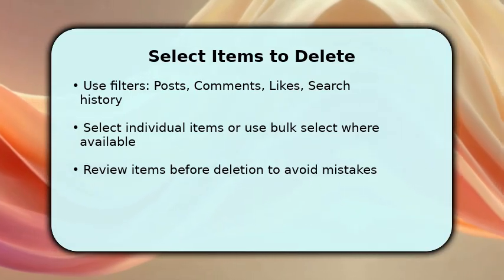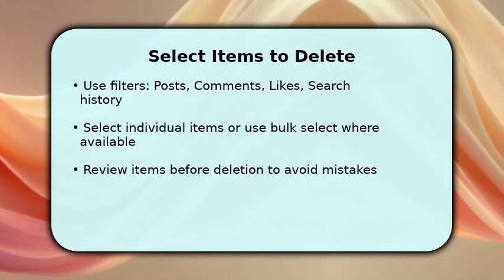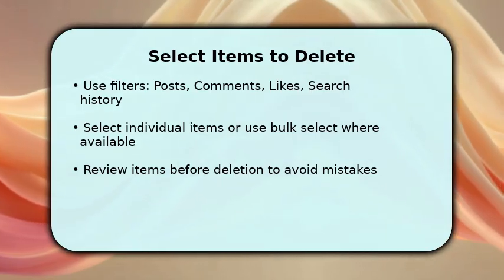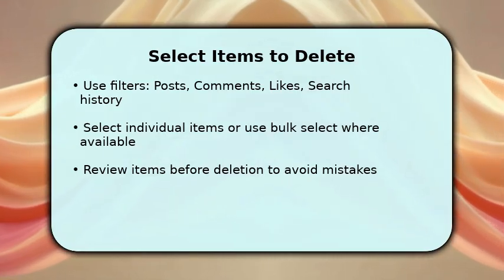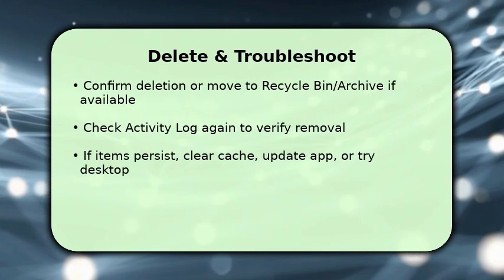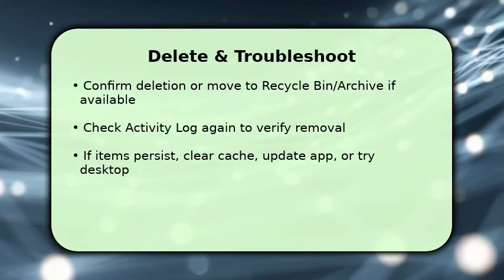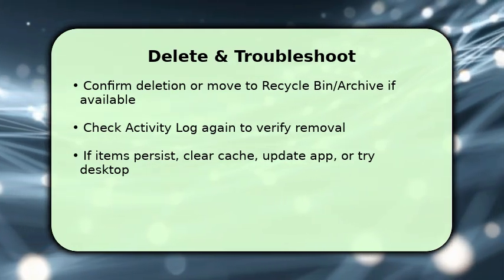Take a quick review pause. Scroll through selected items to confirm they're the ones you want removed, since bulk deletes can't always be undone easily. Complete the process by confirming deletions. Choose Delete, Remove, or Move to Recycle bin depending on the option offered.